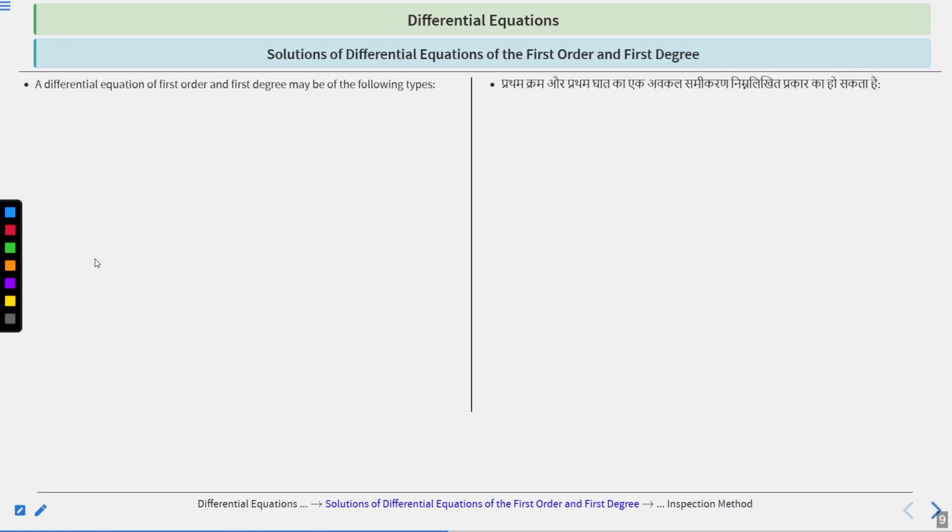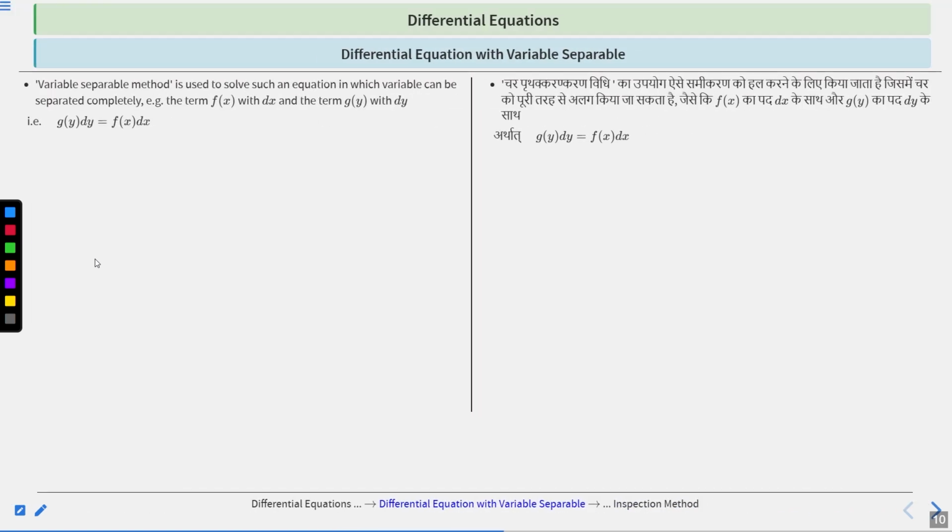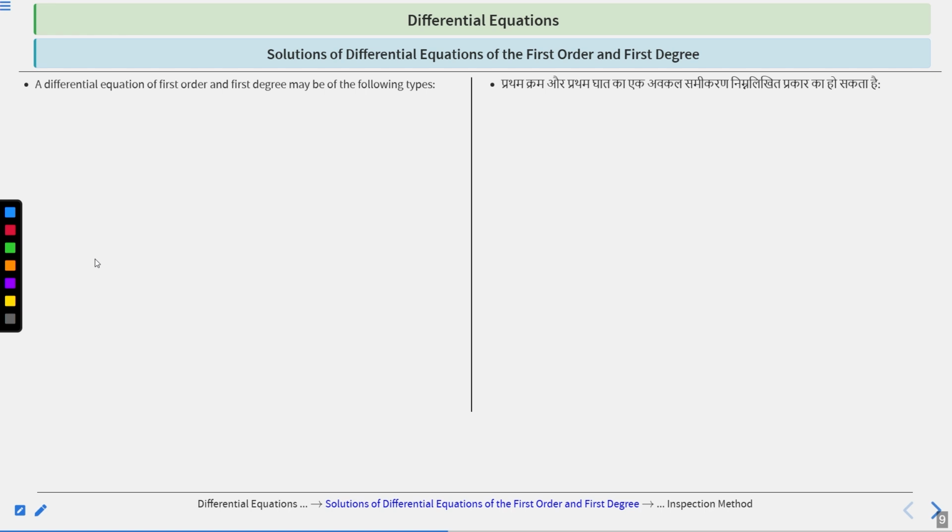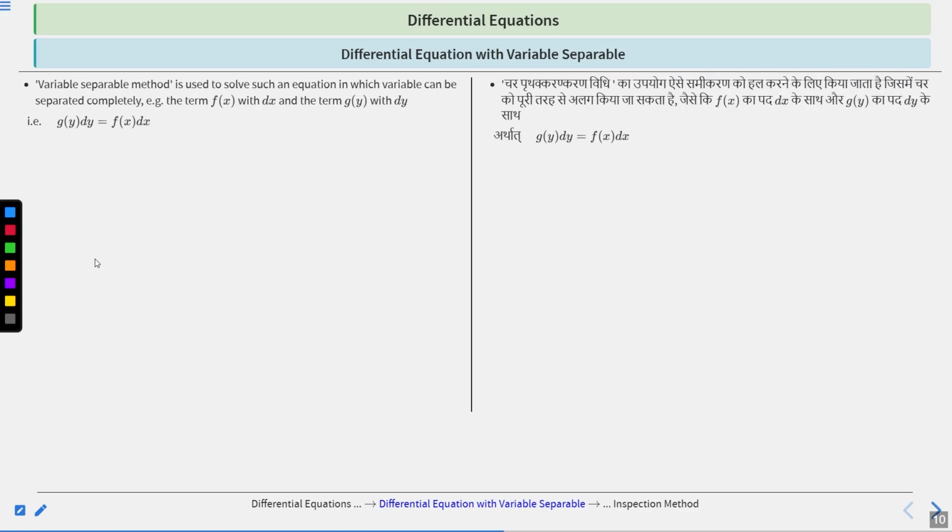Next is solutions of differential equations of first order and first degree. A differential equation of first order and first degree may be solved by the following types. First is the variable separable method. It is used to solve such an equation in which the variables can be separated completely.